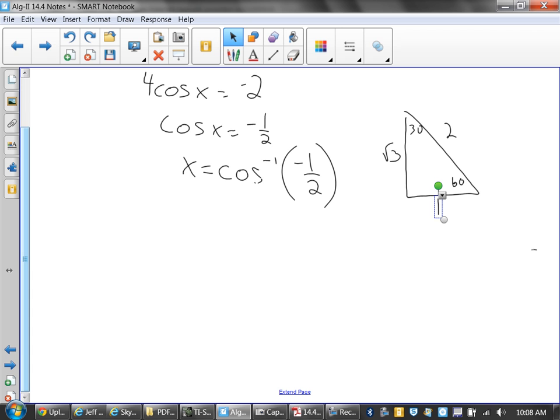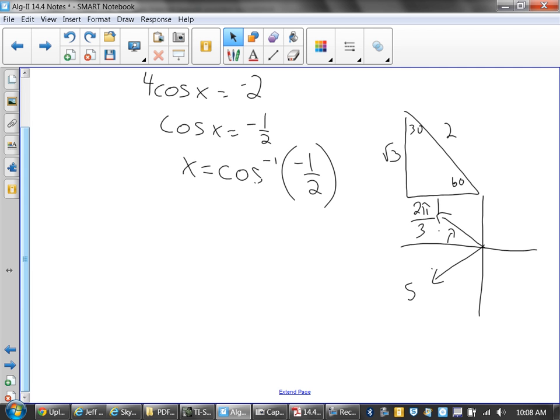Now, what quadrant is cosine negative? Cosine is negative in the second and the third quadrant. So that gives me a reference angle here of pi over 3. Everybody agree with that? 60 degrees to 2 pi over 3 is pi over 3. So that means this angle in the second quadrant is 2 pi over 3. And what's the angle down here then? Very good.